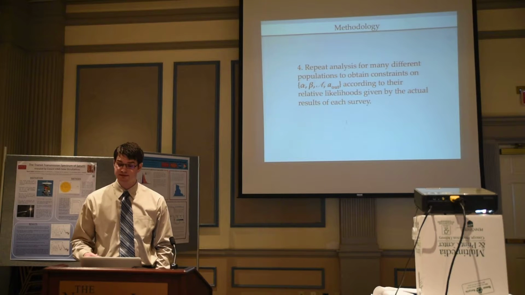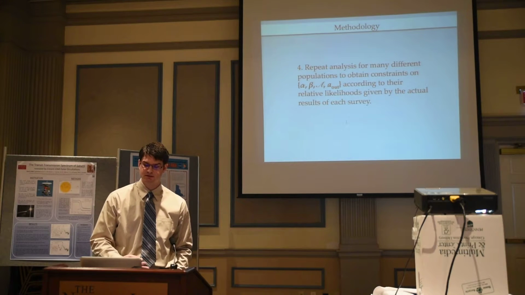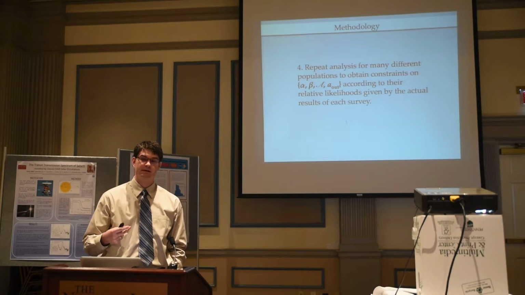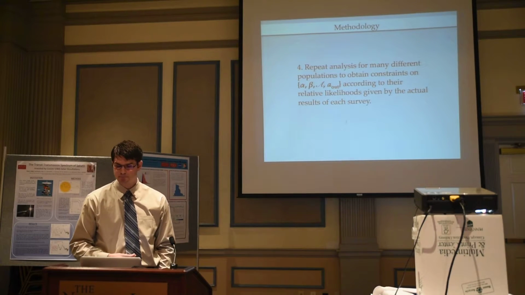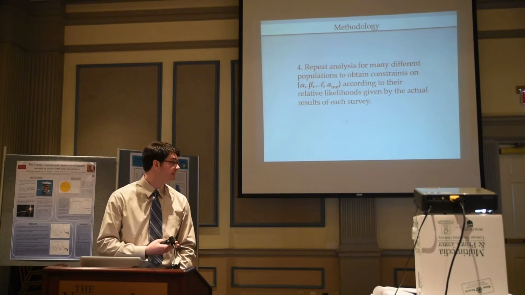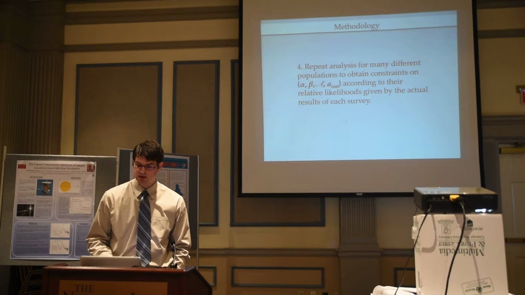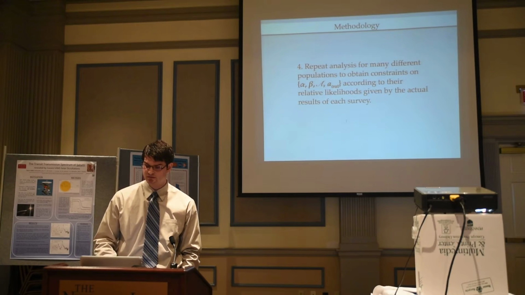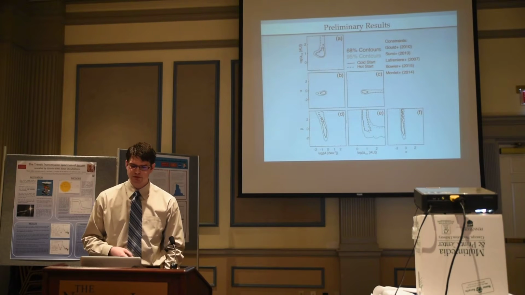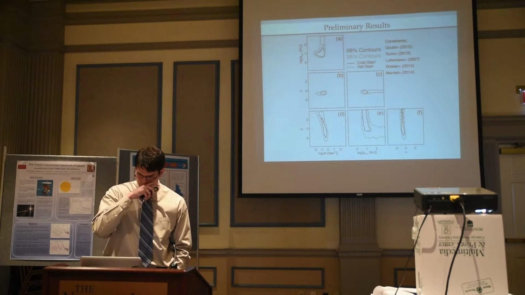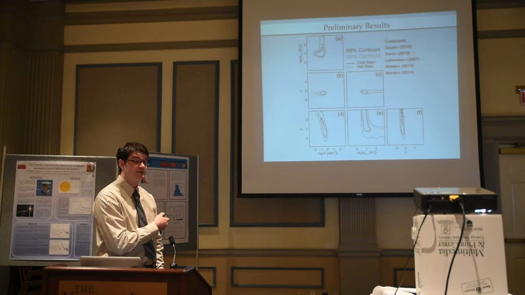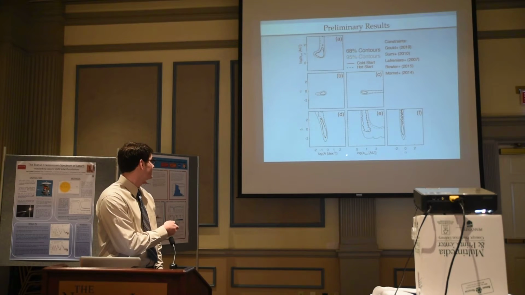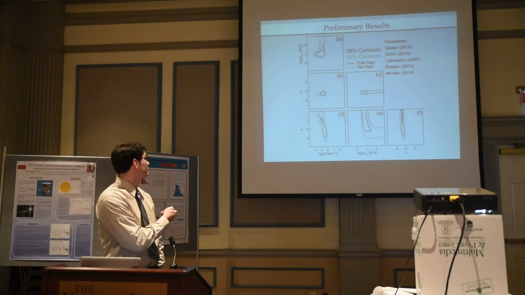Finally, we repeat this same analysis for many different populations in order to build up constraints on these 4 parameters that describe our planet model, given by the relative likelihood of each of these populations according to the results of all of these surveys. And so when we do this, we find that we're able to very tightly constrain the values of alpha, the slope of the mass function, and A, the normalization of the distribution function, quite well. And that's shown here in panel B.